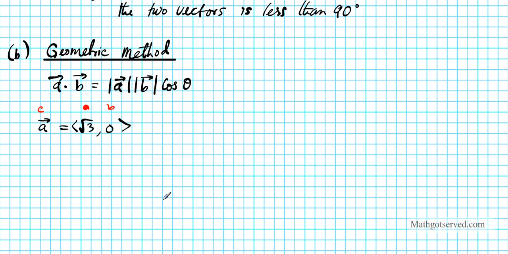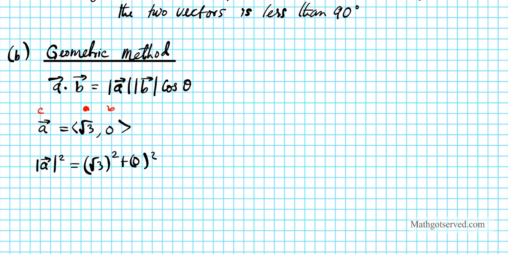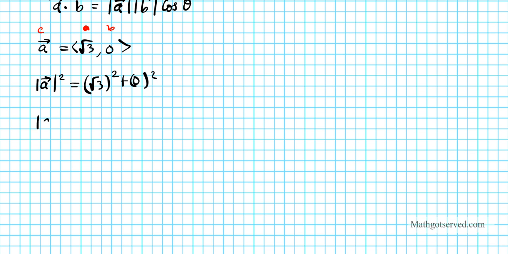All right, so we're going to use C squared equals A squared plus B squared to find the magnitude of this vector. So we're going to have the magnitude of vector A squared, so that's C squared equals A squared, which is root 3 squared, plus 0 squared, which is B squared. Okay? So the magnitude of vector A squared equals root 3 squared is 3 plus 0. And then we'll simplify that.